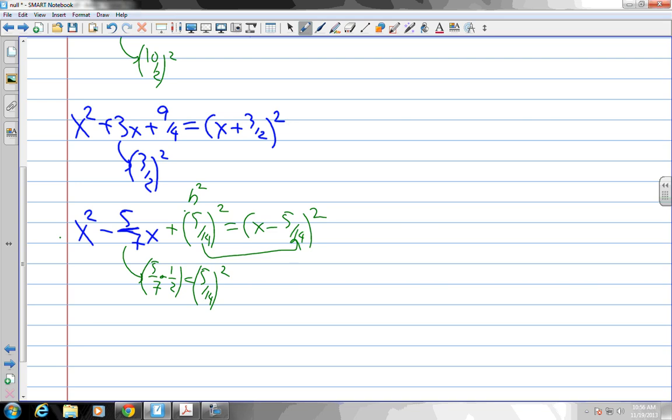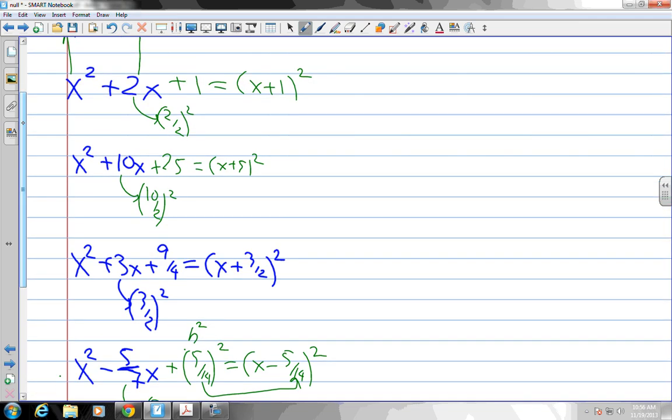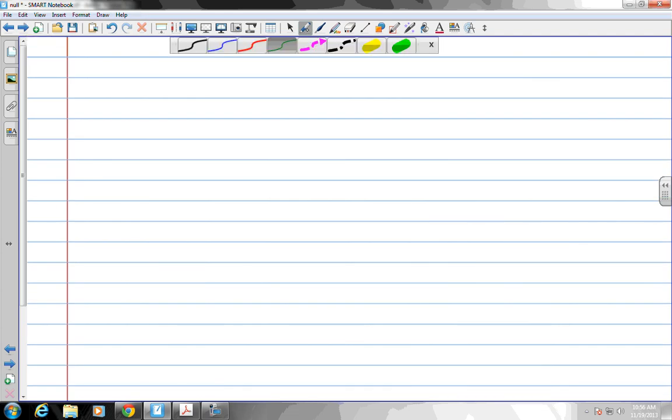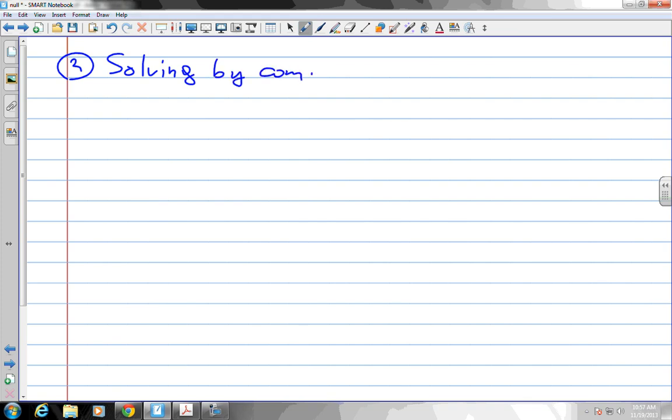Okay? So does that make sense, how you find that missing corner? Whatever's in front of x, half it and square it. Okay, so now let's use it to solve equations. So this is our third technique, solving by completing the square. So I'm going to start with this example.